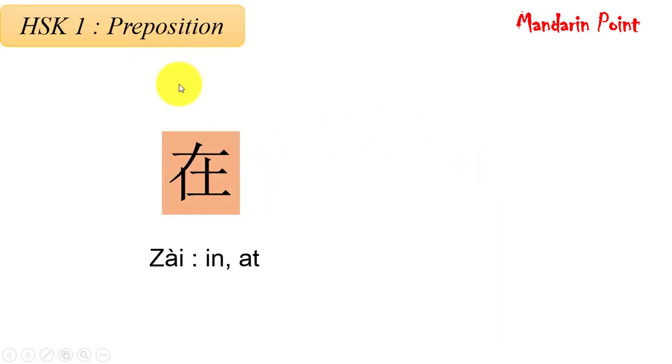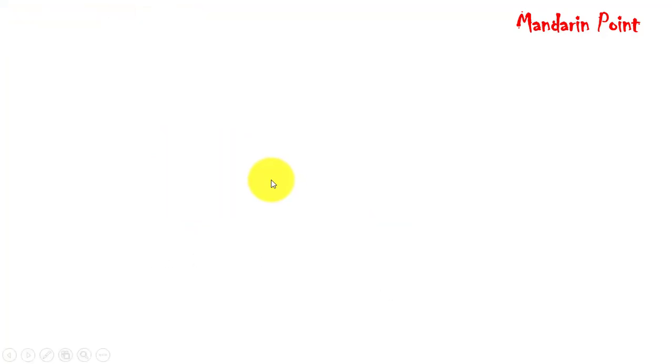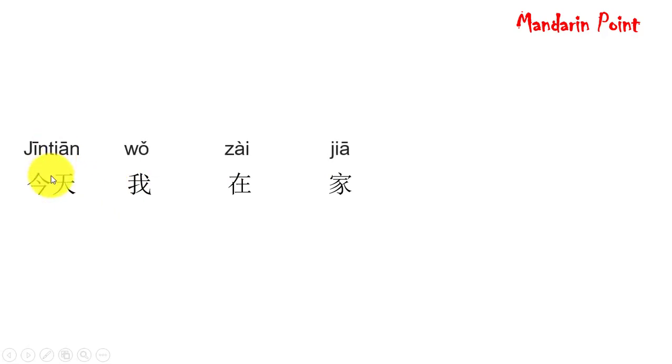The next word is zai. It is basically a preposition, and we can simply decompose it into its basic elements. It is tu, meaning earth. While this character is not a specific character and does not have any specific meaning, it is simply a combination of a horizontal stroke, pie, and shu. Let's find it in an example sentence. 今天我在家。Today I am at home. So you can see the use of zai over here.